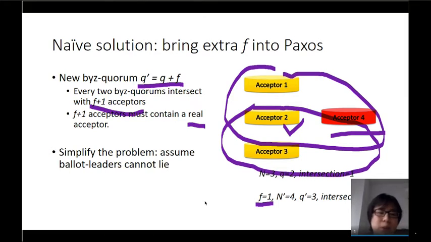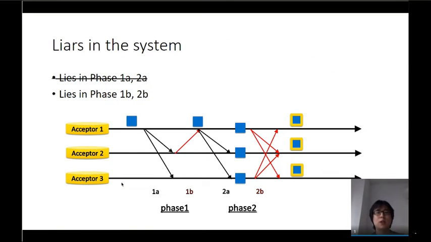Let's simplify the problem for now. Let's assume that for all the lies in the system, the malicious acceptor can only behave as responding to a message. It cannot behave as a leader for a ballot. It cannot propose a value in a ballot. So if this is the problem, how can this work?